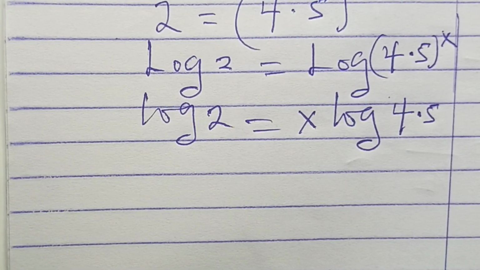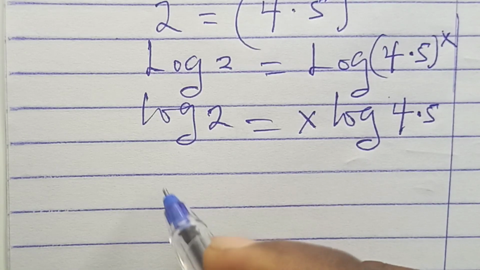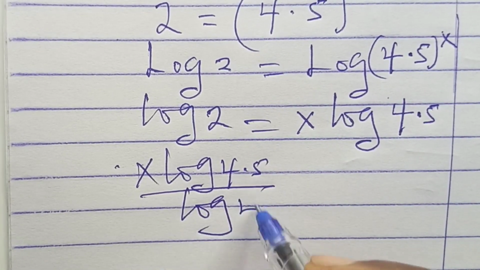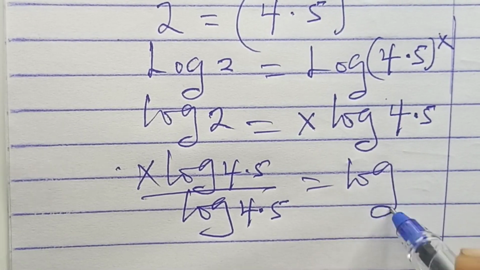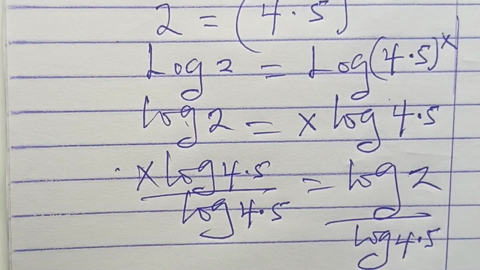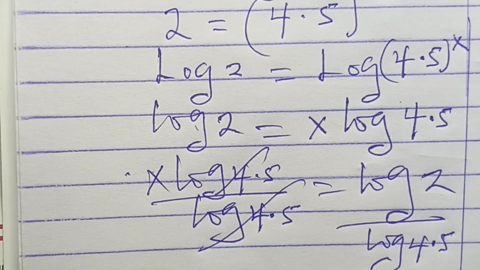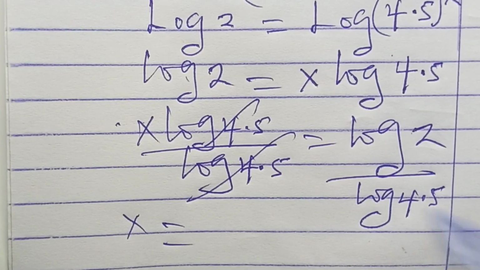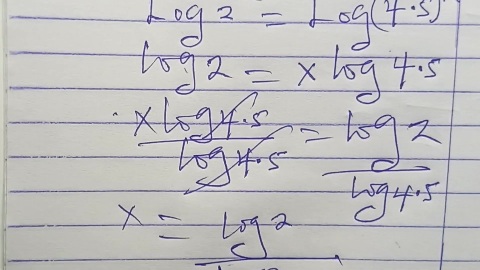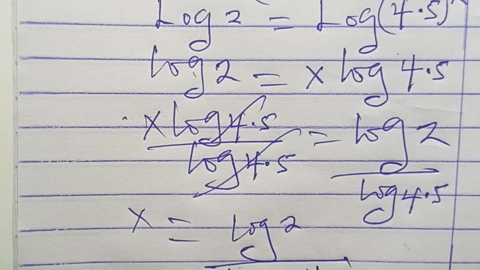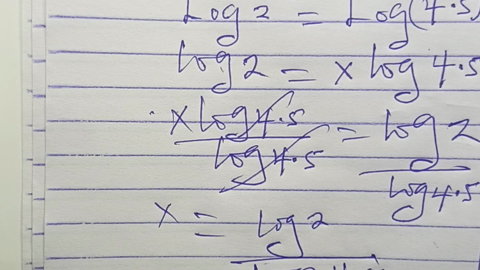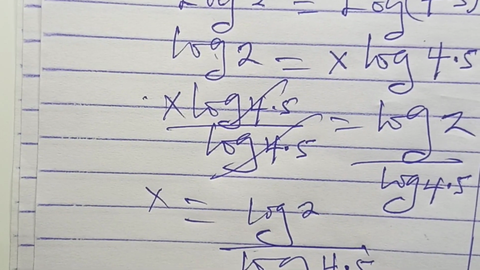So if we're going to divide both sides now by log 4.5, we're going to have x log 4.5 divided by log 4.5 equals log 2 divided by log 4.5. So this and this will go. X will now remain log 2 divided by log 4.5. And log 4.5 is approximately 0.5. If you divide everything, you're going to have approximately 0.46.